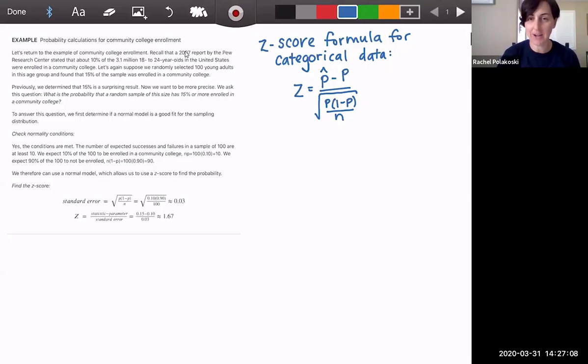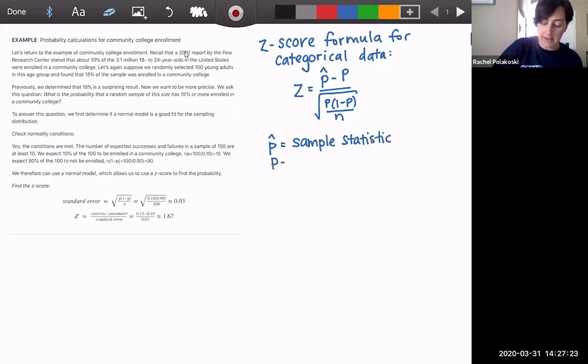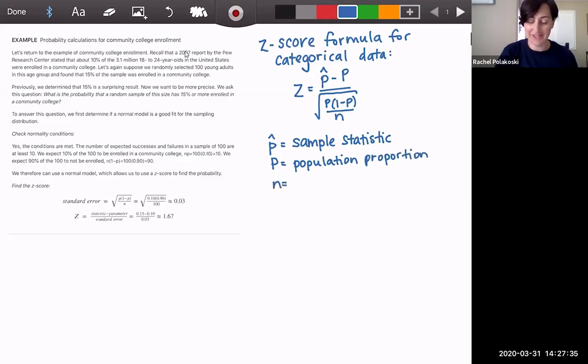So let's first recap what all of those letters represent. Our p hat, you might remember, is your sample statistic. The capital P is your population proportion. And N is the same as it's always been the whole time, and that is your sample size.